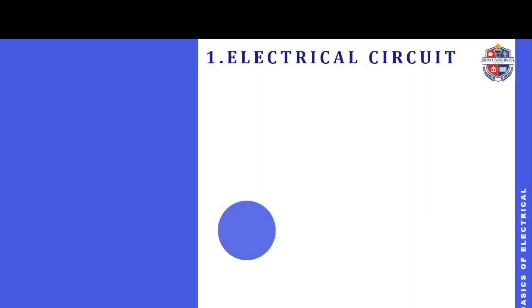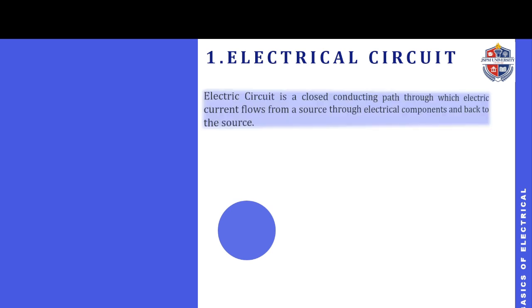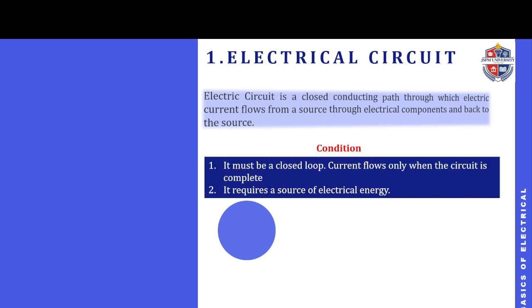So first let's see about the electrical circuit. The electrical circuit is nothing but a closed path which has some electrical components, consisting of wires and electrical elements. In that closed path the current will start from the source and return back to the source again. So that is called an electrical circuit. To form an electrical circuit, there are conditions. It should have an energy source, and second, the path should be closed. Then only will current or electrons flow.